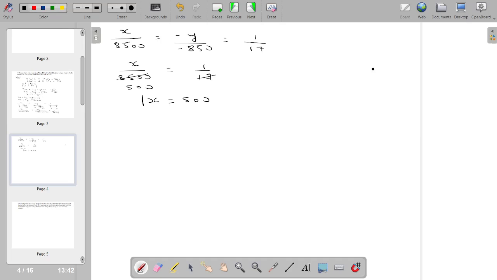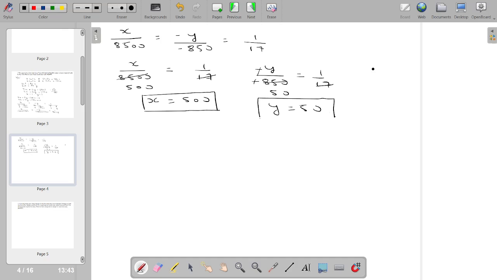We got the value for x, and now we have to find the value for y. Y by minus 850 is equal to 1 by 17. Minus minus cancel. 17 times 50 is 850. So y is equal to 50. So now we got the values for x and y. X means the price of each bat, which is 500 rupees. Y means the price of each ball, which is 50 rupees. So now we got the solution for this problem.